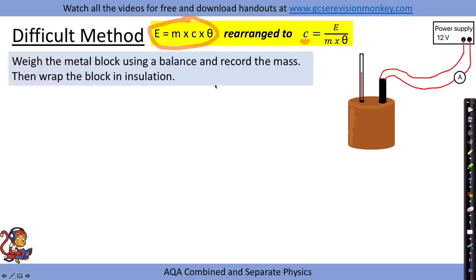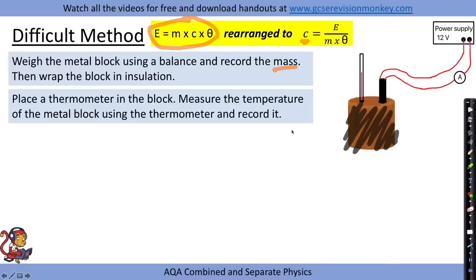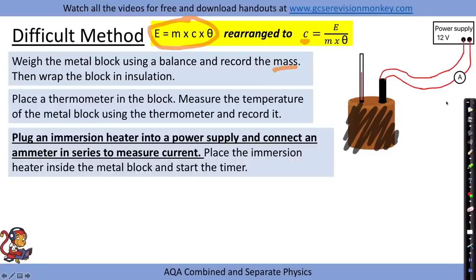So we still do the same steps as before. Weigh the metal block using a balance to record the mass, wrap the block in insulation to prevent heat transfer to the surroundings, place a thermometer in the block to measure the temperature before. The next step is slightly different, however. This time we're going to plug an immersion heater into a power supply and connect an ammeter here in series to measure the current.